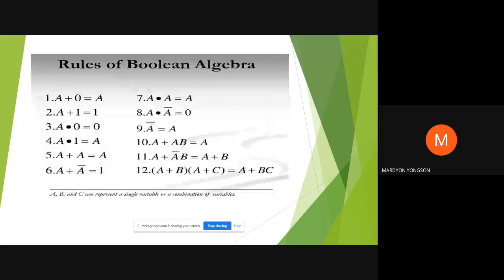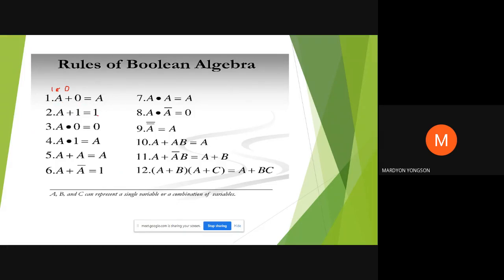And as a rules of Boolean algebra, ito yung pinaka-rules nila. And ito yung magiging guide natin sa rules. So, if we have A plus 0, the answer is A. So, yung A, any variable, it can be either 1 or 0 yung pwedeng maging value ng A. Kaya A plus 0 equals yung A.